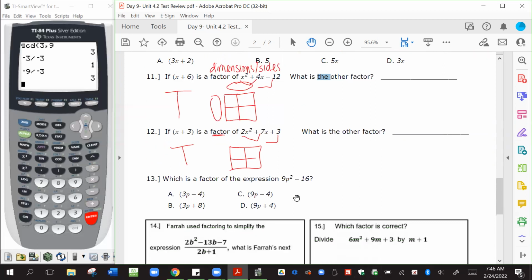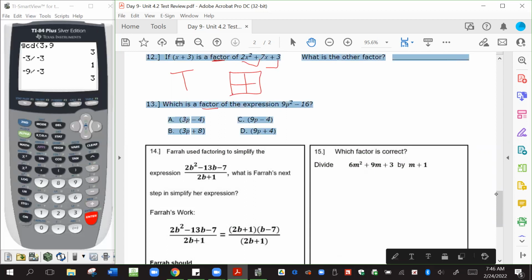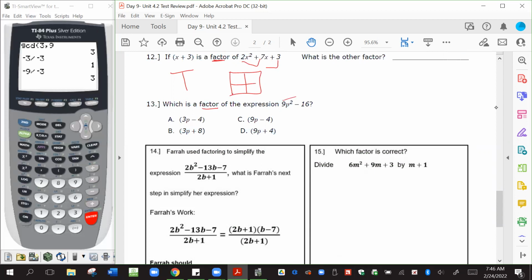Okay. Number 13, it says, which is a factor of the expression. So this one actually gives you multiple choice, but it doesn't tell you much more than that. So I still have to find my GCF. I still need to do my T-chart, and I still need to do my box. The only difference is I'll know that when I get it right, because I'll be able to find an answer.